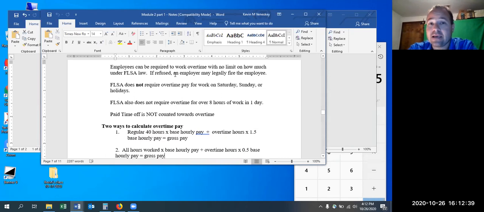Now, employees, you may say, oh, well, I don't want to work overtime. You actually can be fired if you turn down overtime and the employer needs you to do it. It's not set in law that you can turn down overtime and the employer just has to take it. They actually can fire you for not doing the overtime. Working on a holiday or on the weekend does not count as primarily overtime pay. So just because you work on Saturday doesn't mean you have to get paid overtime. It's only if those whole hours added up to over 40.